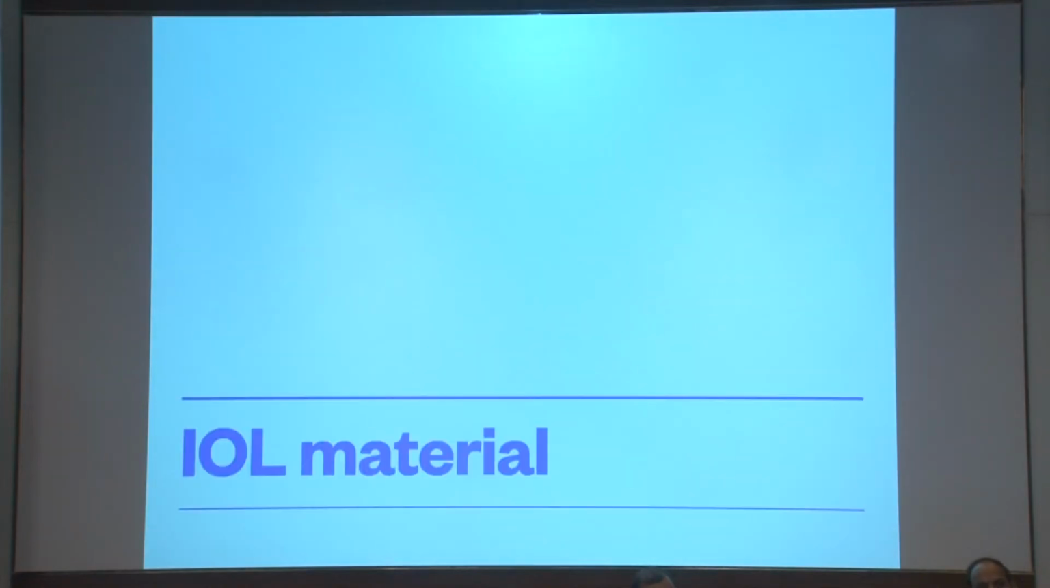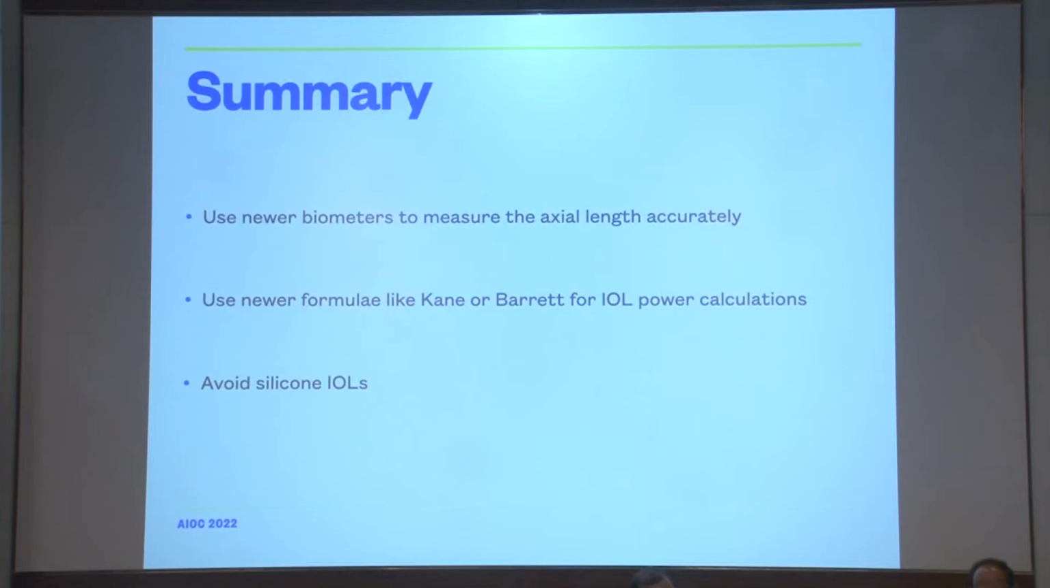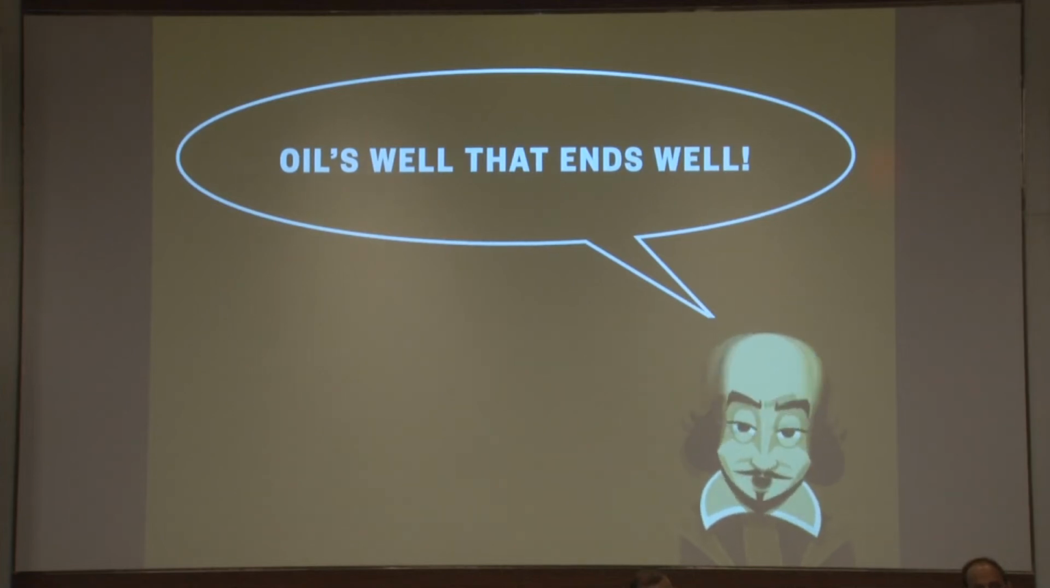And the third part is about which IOL material to choose. We all know that we have to avoid silicone in such situations, and it's best to use either acrylic or PMMA lenses. So what are the conclusions in summary? Use newer biometers to measure the axial length accurately. Use newer formulae like Kane or Barrett for IOL power calculations, and avoid silicone material IOLs. So as Shakespeare would put it, oil's well that ends well. Thank you.